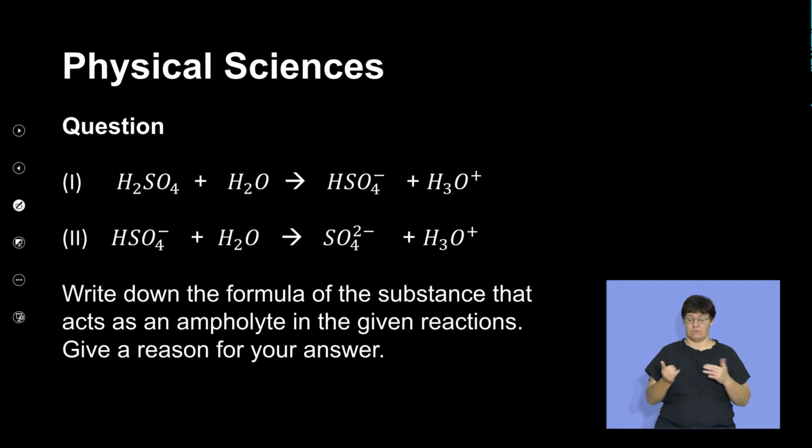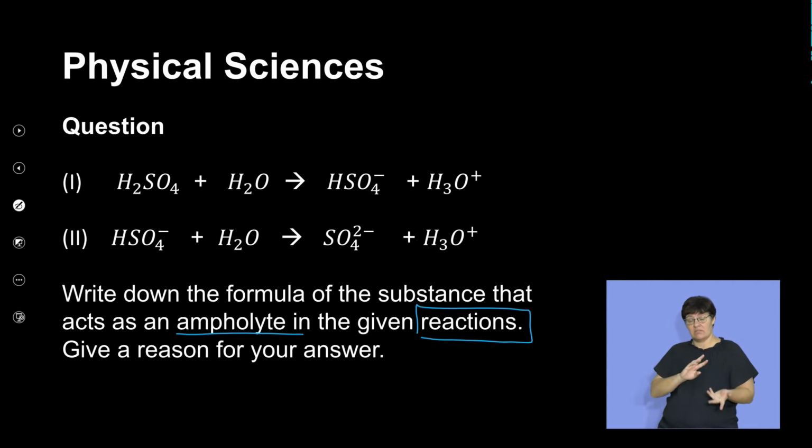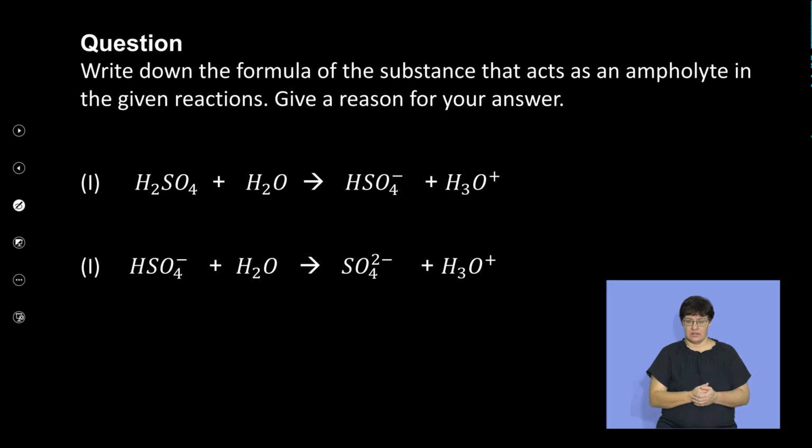Okay, then the follow-up question says, write down the formula of a substance that acts as an ampholyte in the given reactions. Okay, take note, it says reactions. This suggests that we're talking about both reaction 1 and reaction 2. And then after that, we're supposed to justify our choice, right? Okay, so if you look at this question, the key term or the key word in this question is ampholyte.